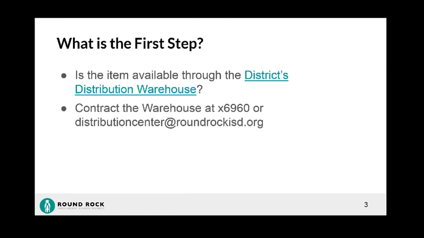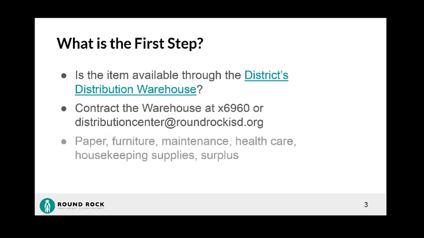It's always a good idea to check with the warehouse first to see if they can provide what it is that you need. You can contact the warehouse at 6960 or email distributioncenter@roundrockisd.org to check. A few sample items that they have would be paper, furniture, maintenance supplies, healthcare supplies, housekeeping supplies, and a multitude of surplus items.